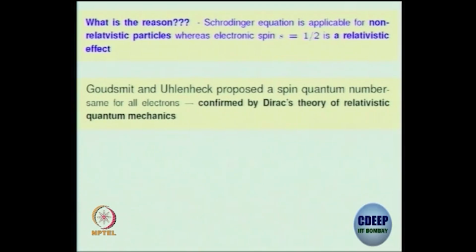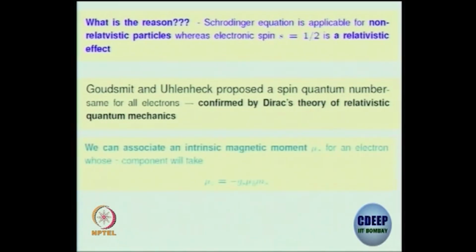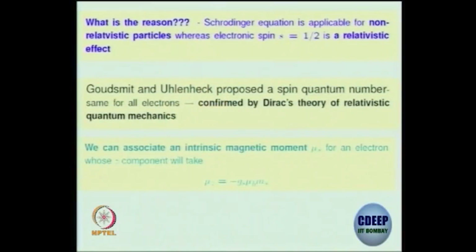So for a relativistic theory, we need to study Dirac's equation, and these people had proposed a spin quantum number which is the same for all electrons. So what does that tell us in theory? I have to introduce a term, like the way we introduced the orbital magnetic moment, a spin magnetic moment, and we also introduce the proportionality factor, which is the g factor, and m_s is taken to be plus or minus half. If we take this, then we can account for all the experimental data.